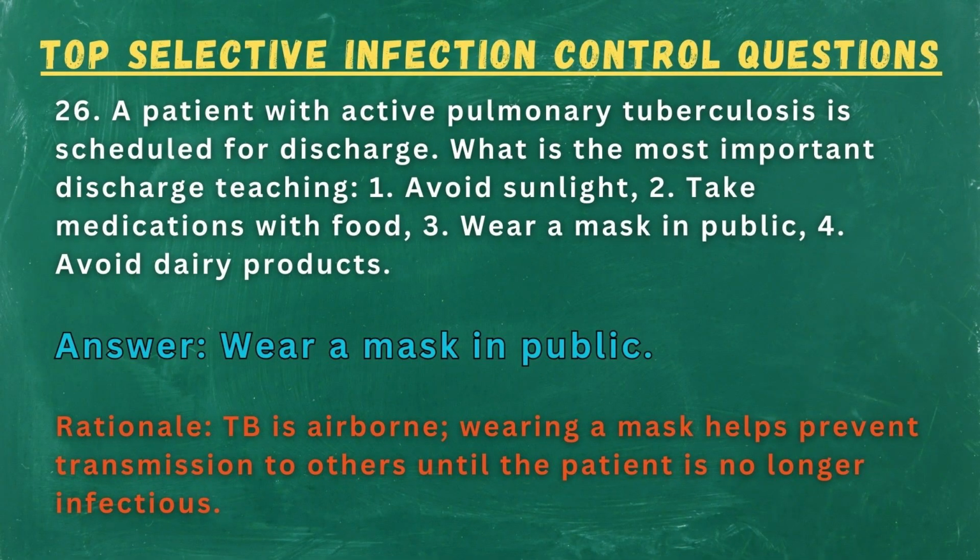26. A patient with active pulmonary tuberculosis is scheduled for discharge. What is the most important discharge teaching? 1. Avoid sunlight. 2. Take medications with food. 3. Wear a mask in public. 4. Avoid dairy products. Answer: Wear a mask in public. Rationale: TB is airborne. Wearing a mask helps prevent transmission to others until the patient is no longer infectious.